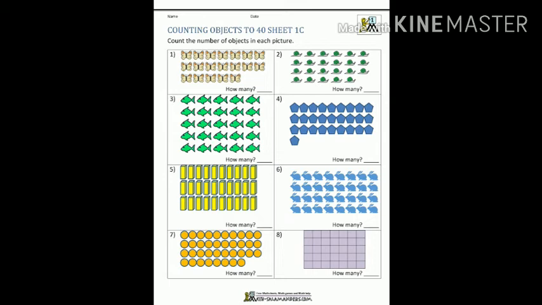And what is the spelling of 23? It's TWENTYTHREE 23. Very good. Now in the third column you can see fish. So let's count the fish. 1, 2, 3, up to 25. So there are 25 fish in that column.